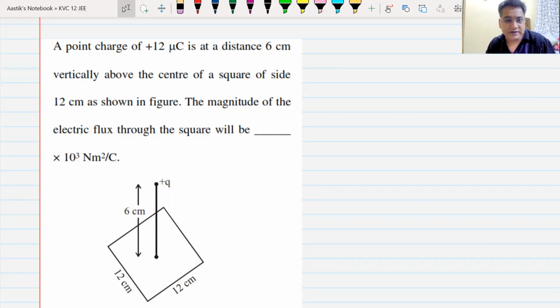A point charge plus 12 microcoulomb is at a distance of 6 centimeter vertically above the center of a square of side 12 centimeter as shown in the figure. The magnitude of electric flux through the square would be... I think this is a question from your integer type, because they are just missing an integer there. I hope we can give the answer for this one. Yes or no? Yes, sir. What is the answer, sir?